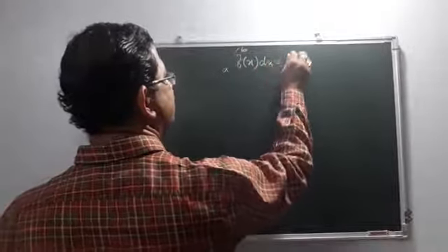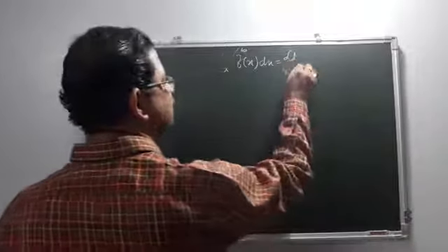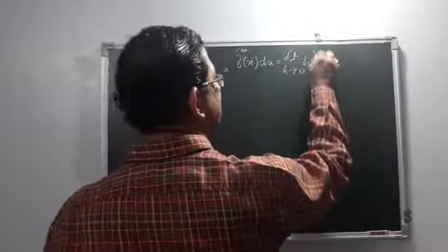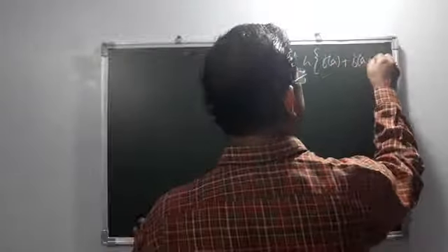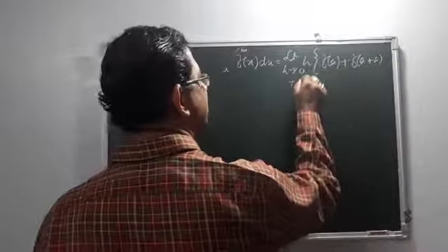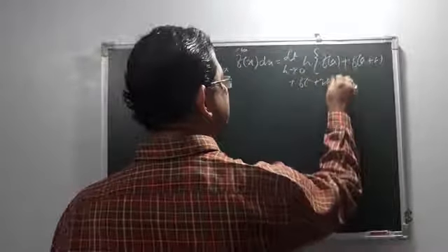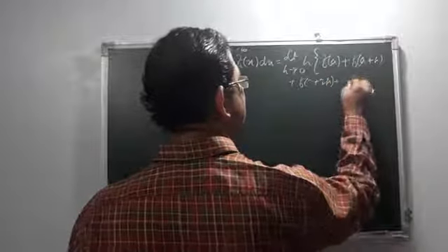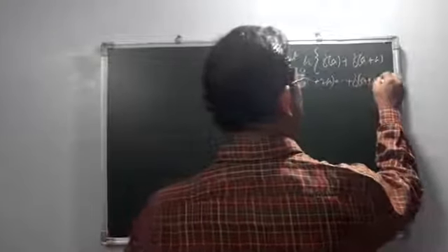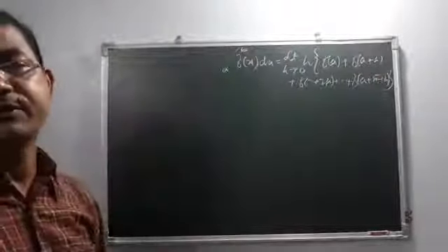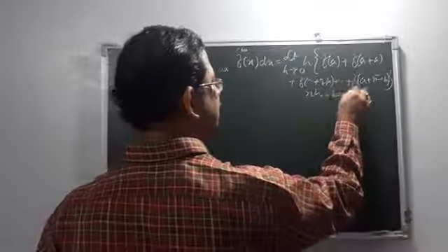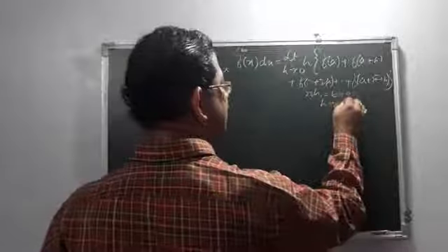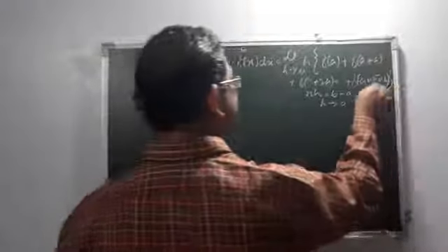They say it is limit h tends to 0, h inside bracket f(a), f(a plus h), then f(a plus 2h), like that. If we continue up to f(a plus (n minus 1)h), this is the value of this definite integral. And of course nh is equal to b minus a, as h tends to 0, n tends to infinity. This is our actual formula.